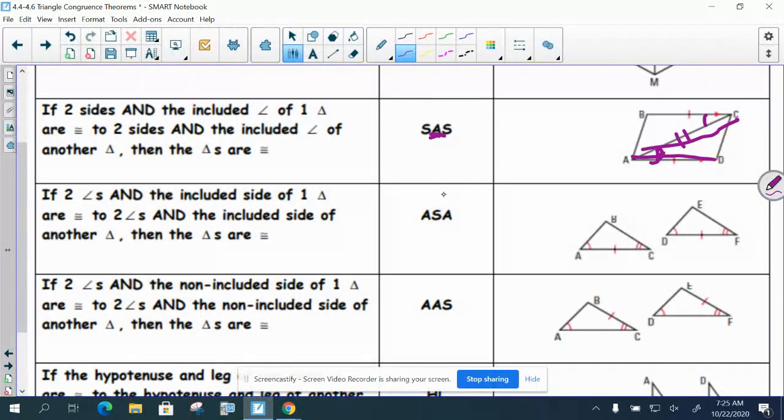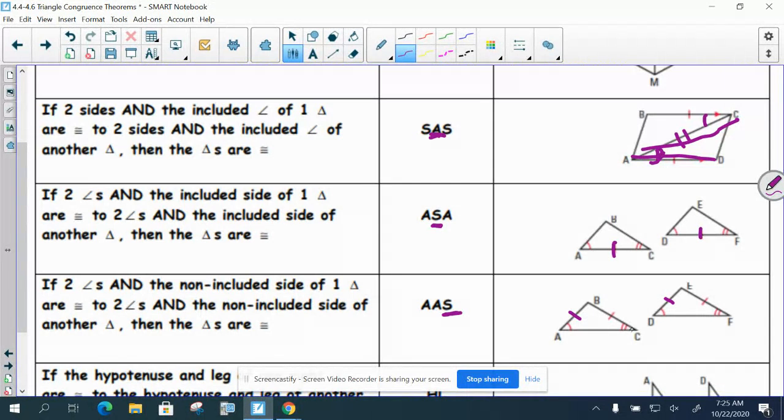Okay, ASA. This is the opposite. You have two angles and then the side in between them. Here you have angle AC, DF, and the side that's in between those two angles is marked congruent. Whereas in the next one, AAS, the side is not in between them, it's after the angle. So AC and then side CB, DF, side FE.